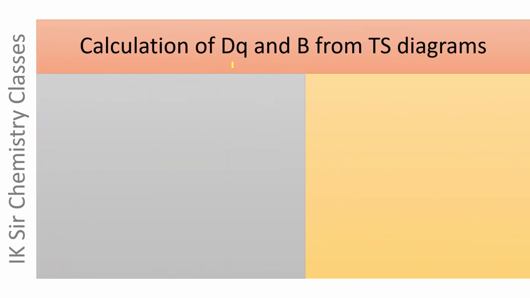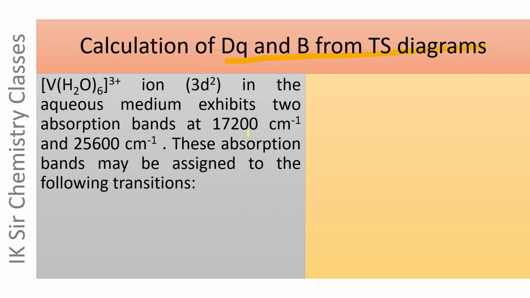Calculation of Dq, B, and Racah parameter from TS diagrams. Vanadium hexaaqua V(H2O)6 3+ ion, having electronic configuration 3d2 in the aqueous medium, exhibits two absorption bands at 17,200 cm inverse and 25,600 cm inverse. This complex ion has 3d2 electronic configuration of the central metal ion.